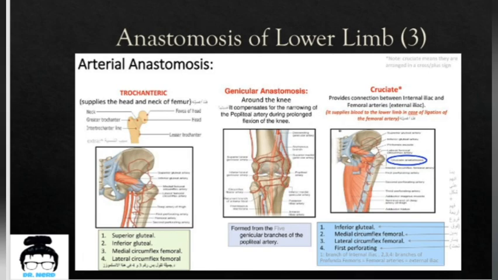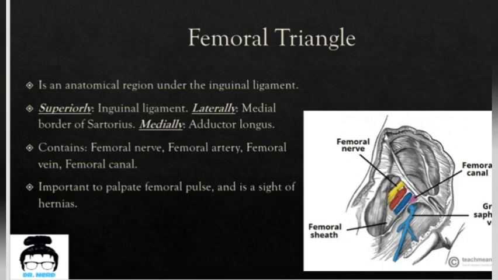This is a picture of the anastomosis of the lower limb. We have the trochanteric, which supplies the head and neck of the femur. We have the genicular anastomosis. It compensates for the narrowing of the popliteal artery during prolonged knee flexion. And we have the cruciate, which supplies the blood to the lower limb in case of femoral artery ligation during surgeries.